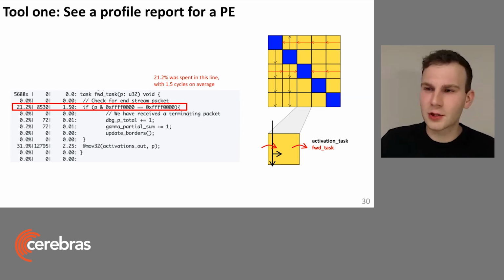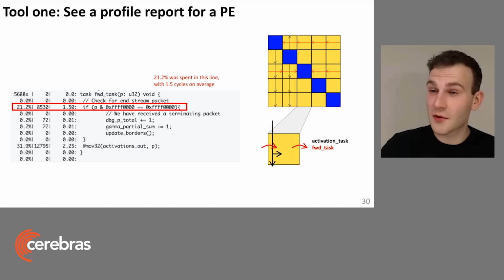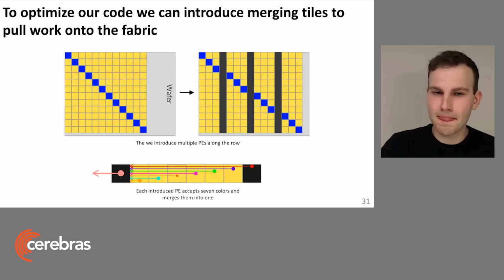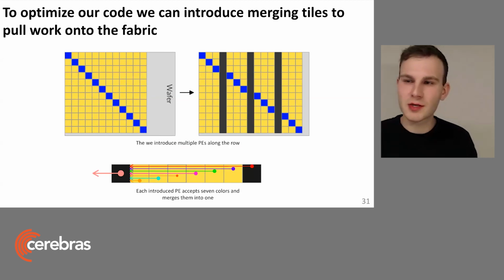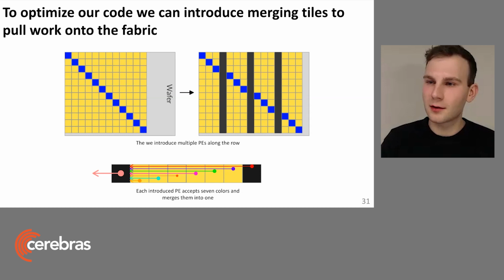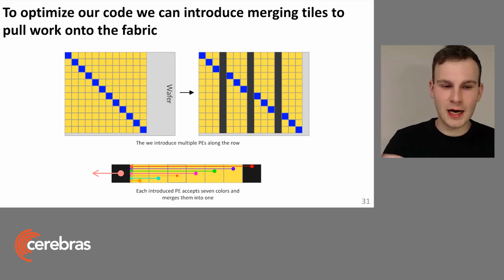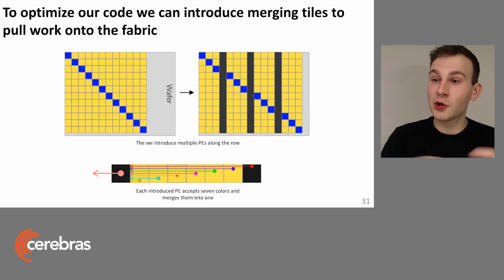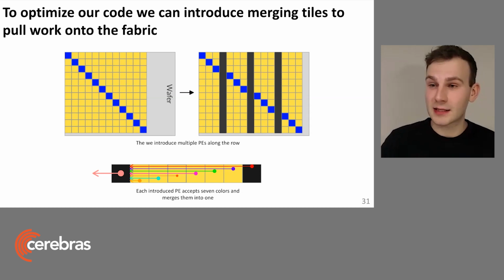And the fabric actually can do all of the routing. So we don't have to pull it back into the PE, do some processing on it, and then push the data out again. So this is the first thing we changed. Instead of doing all of the processing on a PE, we now introduce PEs, which are solely responsible for merging all of these different colors that a wavelet can arrive on, and then bundling it into a new color and forwarding that into the next merging PE. And this is what it looks like.